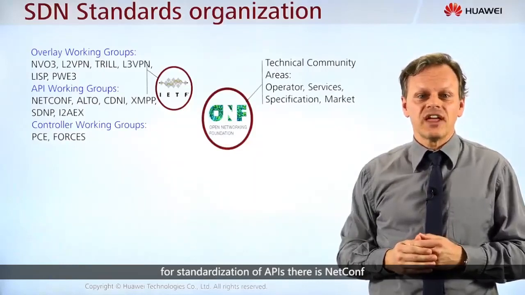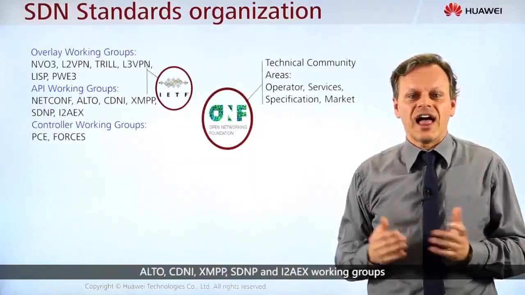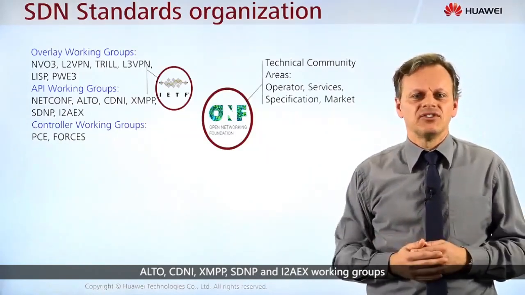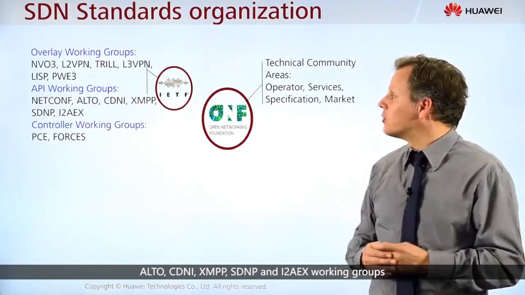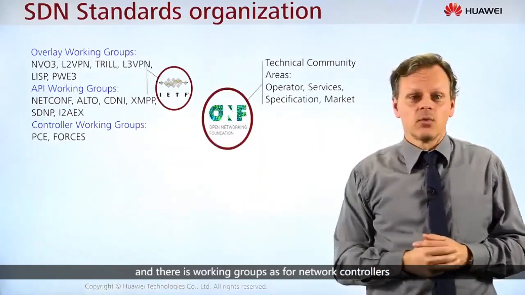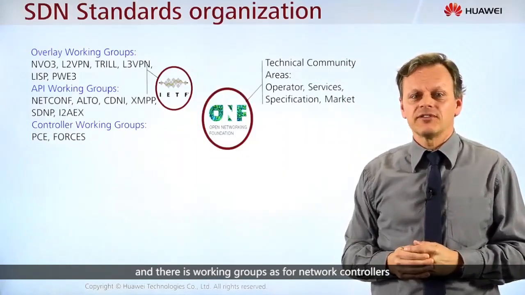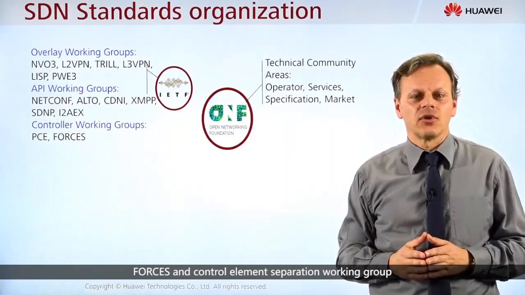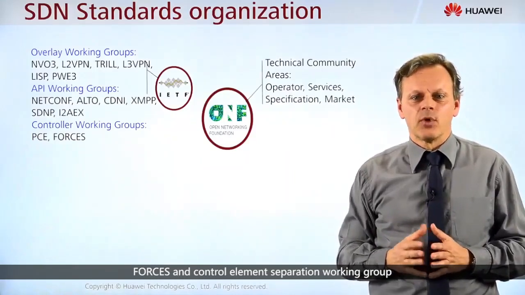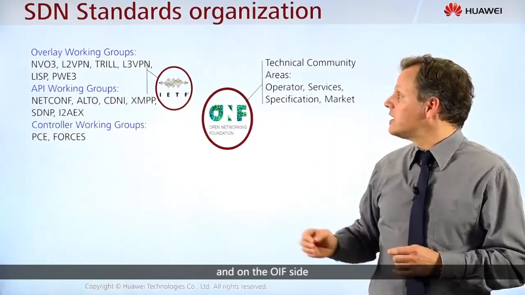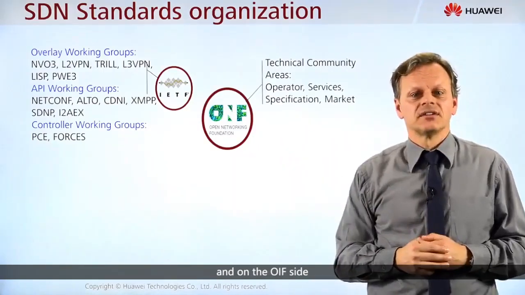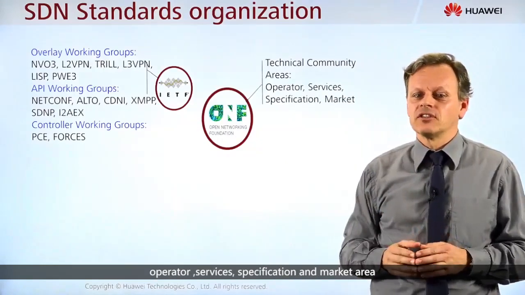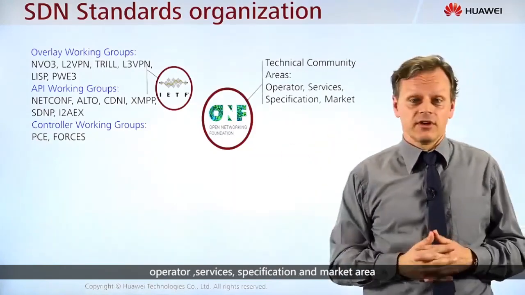For standardization of APIs, there is NETCONF, ALTO, CDNI, XMPP, SDNP, I2AEX working groups. And there are working groups for network controllers. There is PCE, Path Computation Element, and ForCES, the Forwarding and Control Element Separation working group. And on the ONF side, there are 4 technical community areas: operator, services, specification, and market area.